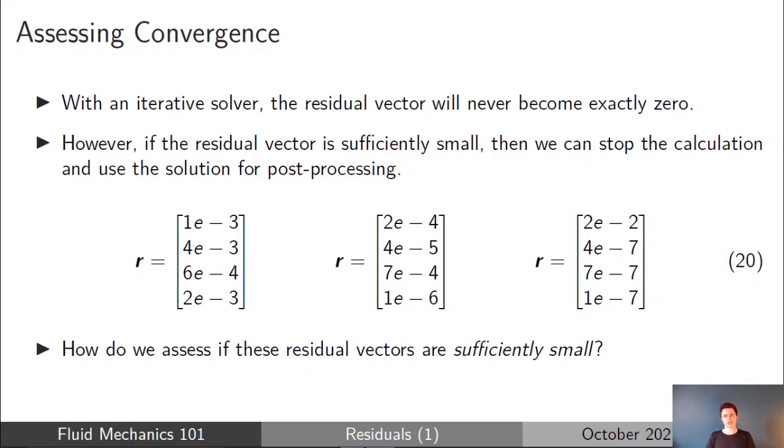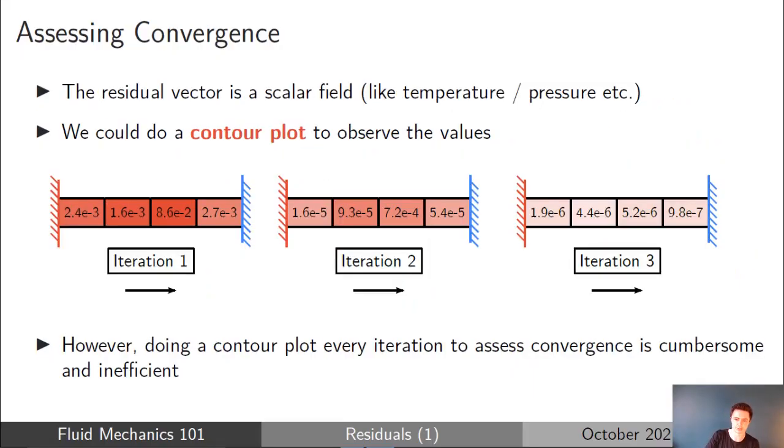And on the slide here in equation 20, I've just given an example of 3 different residual vectors. And as you can see, for the 4-cell mesh, they all have different values. But how can we determine when the simulation with these vectors is sufficiently converged? Would the first vector be sufficient? Would the second be? Or would we need the third vector if we wanted to deem our simulation to be converged?